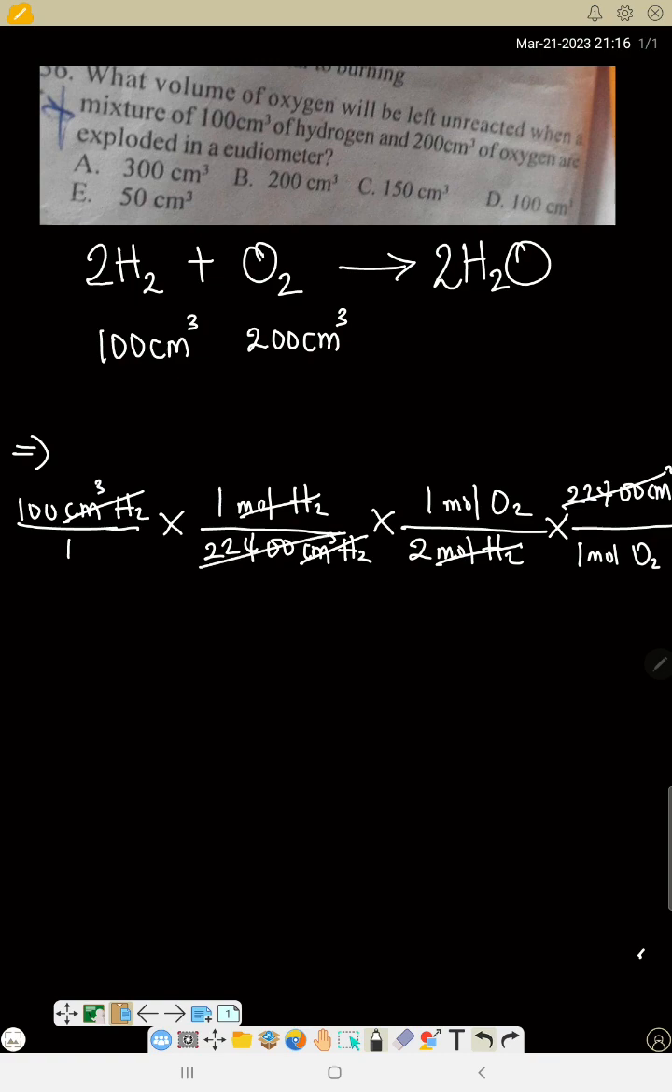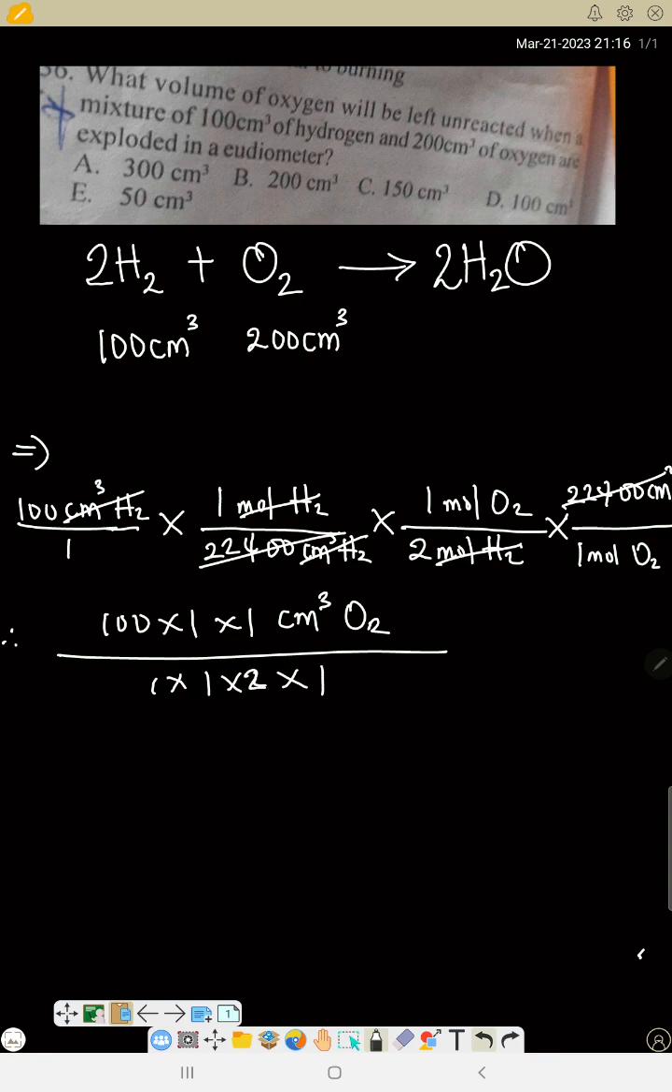What I have left here is 100 times 1 times 1 times 1, centimeter cube of oxygen gas, over 1 times 1 times 2 times 1. After I cancel out, I write the remaining numbers. So everything here is 100 over 2, which is 50. So what I have here is 50 centimeter cube of O2.